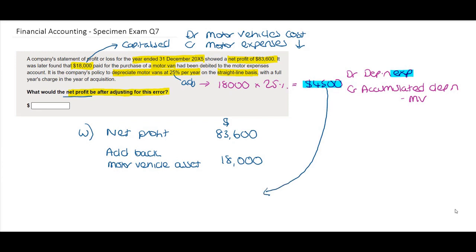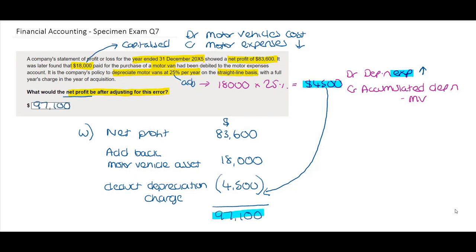Now looking at this expense, this has been an increase to our expense account, and so therefore this will reduce my profit, and so therefore I need to deduct my depreciation charge, 4,500. Finishing off my working now, I can then look at my adjusted profit figure, and this amounts to 97,100. And so our net profit after adjusting for the error is $97,100.